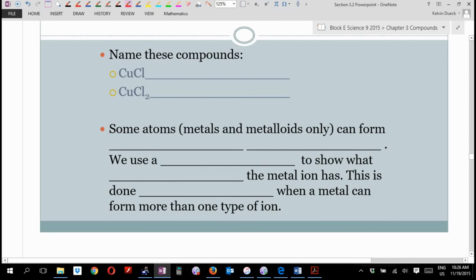Some atoms, metals and metalloids only, can form more than 1 ion charge.